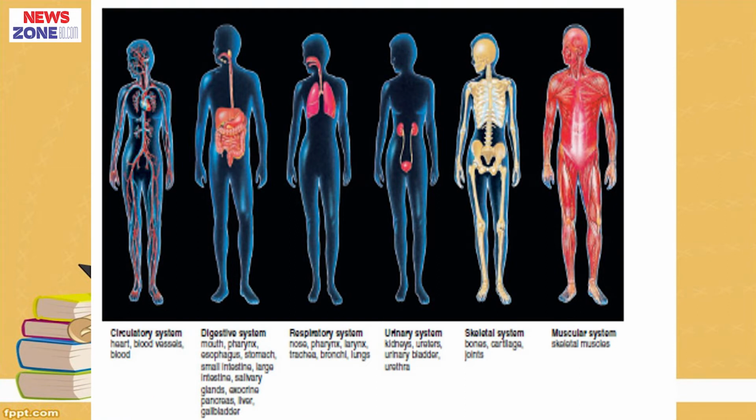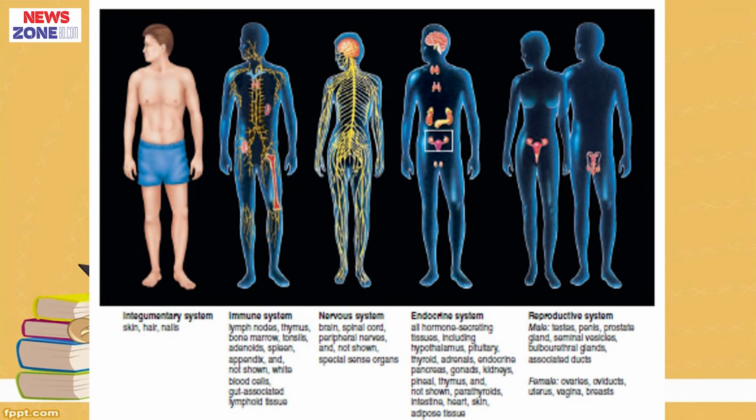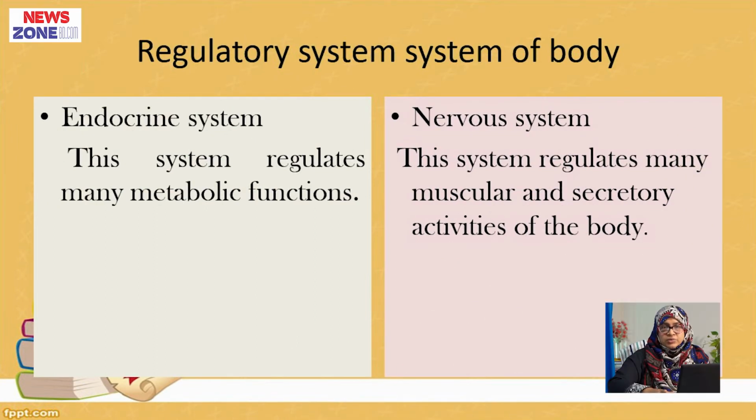The human body has different types of systems. Firstly, the circulatory system, then the digestive system, respiratory system, urinary system, skeletal system, muscular system, integumentary system, immune system, nervous system, endocrine system and reproductive system. These are all the systems present in our body, but there are mainly two systems that regulate all the functions: the endocrine system and the nervous system. The endocrine system mainly regulates the metabolic functions, and the nervous system mainly regulates the muscular and secretory activities of the body.